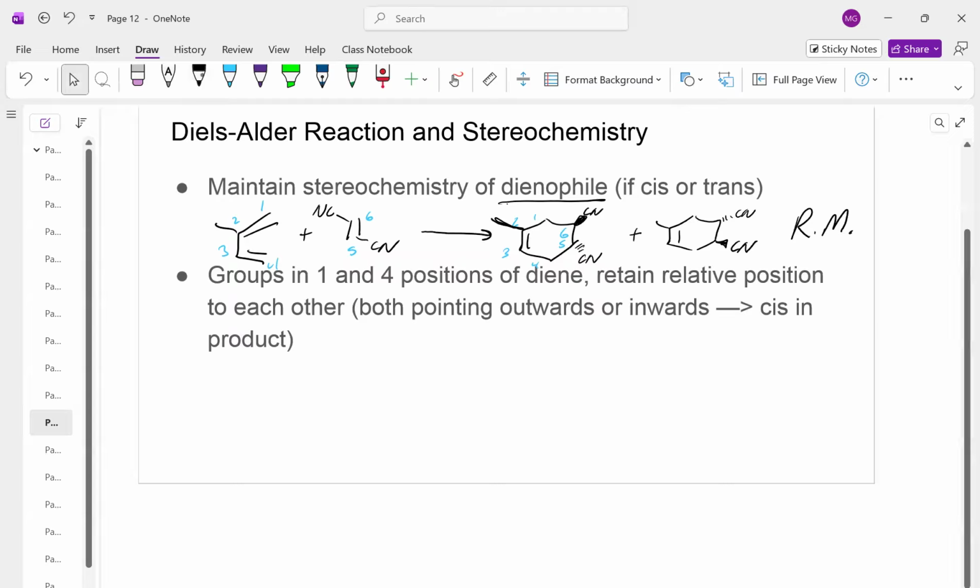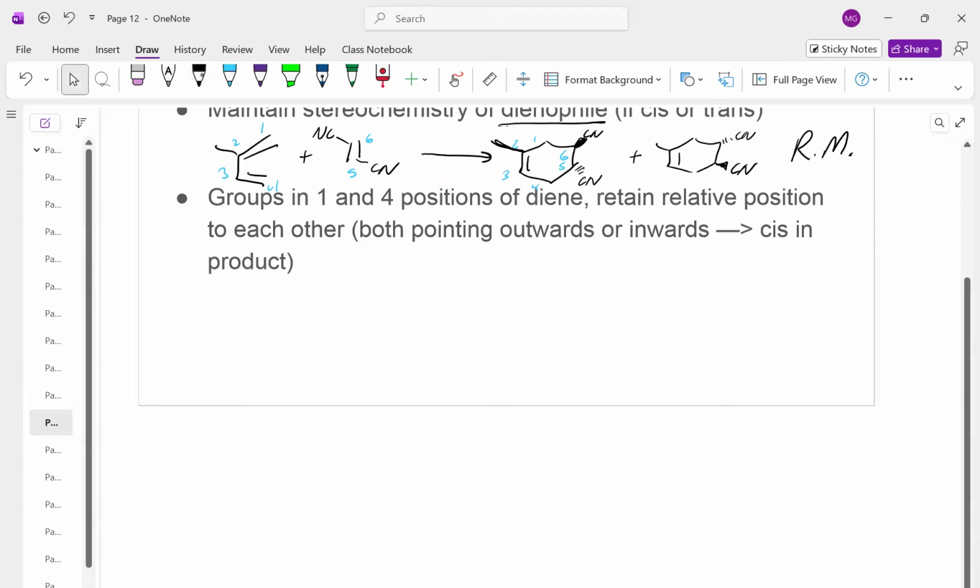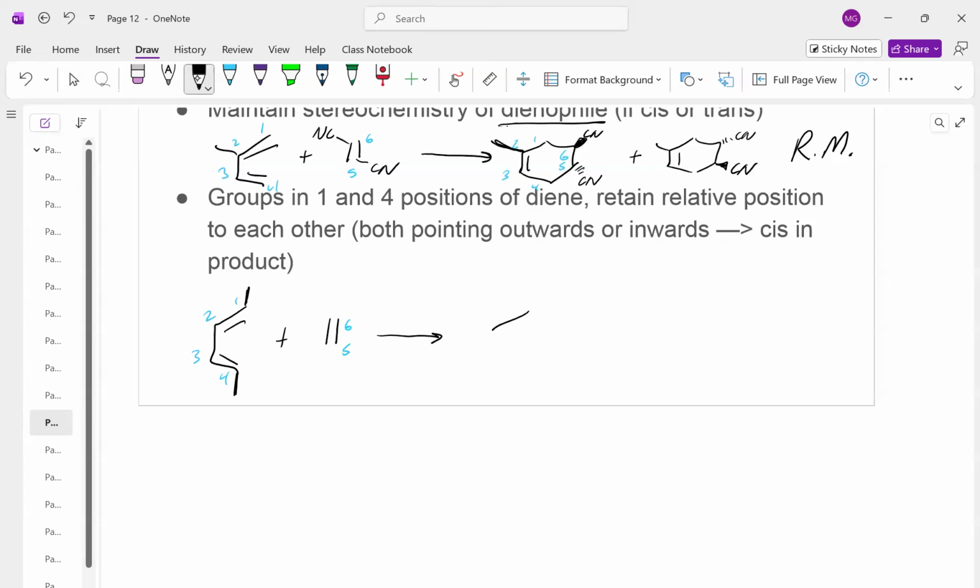Now, what's a little more complicated is what if there are groups on the 1 and 4 position of the diene? So here's my diene, and I put a couple methyl groups on there, one on the 1 and one on the 4. And I'm going to react it with just this simple dienophile. There's 5 and 6. And I'm going to draw my cyclohexene template.